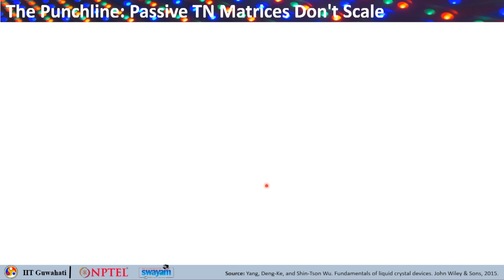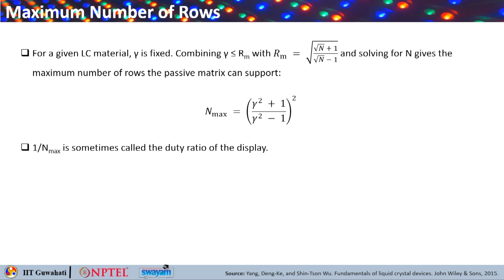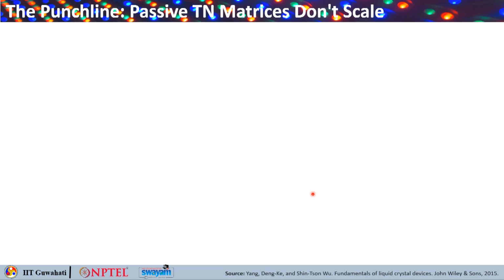Okay, now we have seen that 1 over n max is sometimes called the duty ratio of the display, since it basically represents the fraction of the total frame time over which a single row is actually being actively addressed. Okay, so we'll see the concrete number for a real twisted nematic material on this next slide.